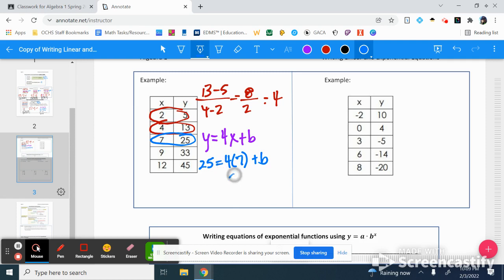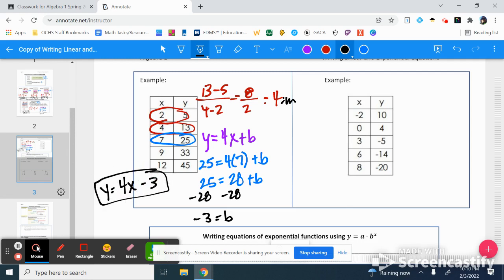So 4 times 7 is 28. I have 28 plus b. That's equal to 25. Well, in order to solve for b, remember I subtract 28 from each side. So I get negative 3 is equal to b. Now I have my slope, which we determined earlier was 4, and I have my y-intercept, which is negative 3. So my equation will be y equals 4x, and because that's a negative y-intercept, minus 3.